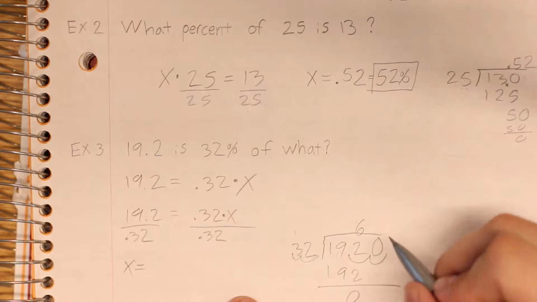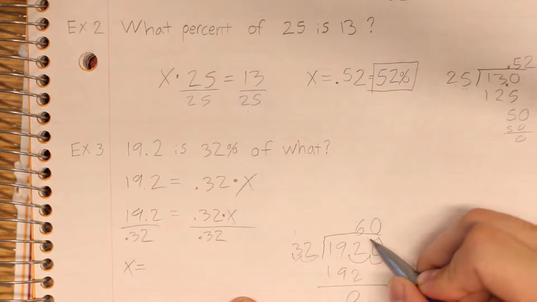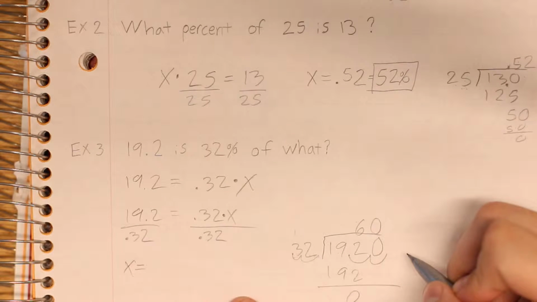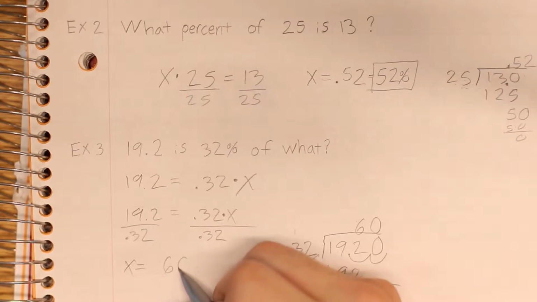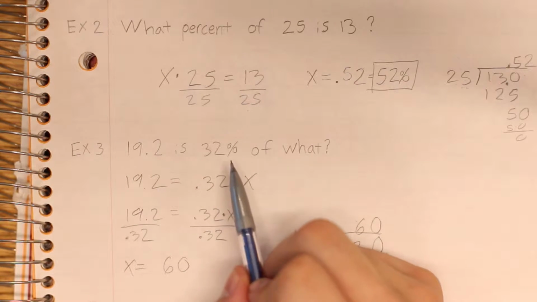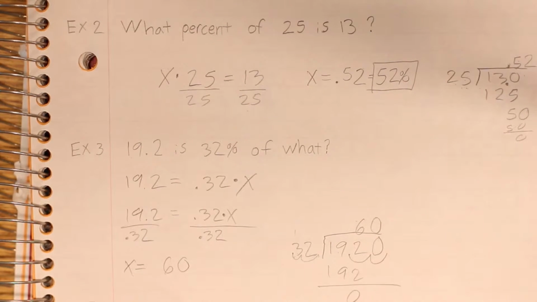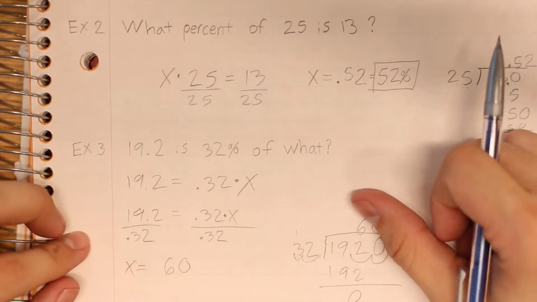We still have this extra 0, so you do need to fill in that space, remember, with a 0. So you get 60. Our answer is 60. X is equal to 60. So 19.2 is 32% of 60. So if you were to type this in a calculator, you could work it back and check it. Or if you want to just plug it in, you can always check it that way, too.